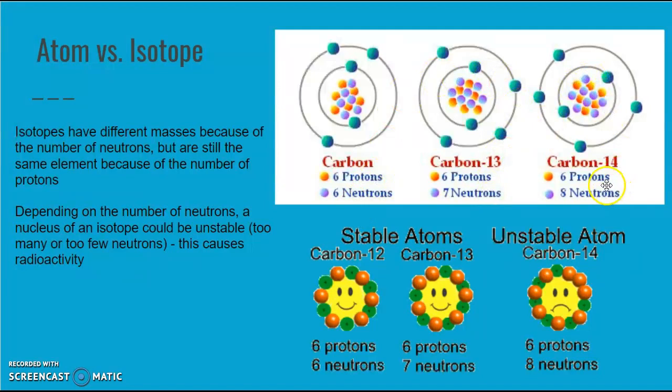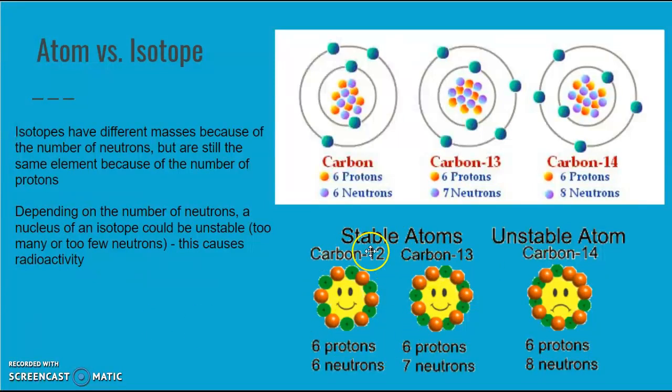These all technically exist, but depending on the number of neutrons, a nucleus of an isotope could be unstable, which means that it breaks down easily. This is because it has too many or not enough neutrons, and this causes an atom to become radioactive. So if an atom somehow has too many neutrons or not enough, it will become radioactive.